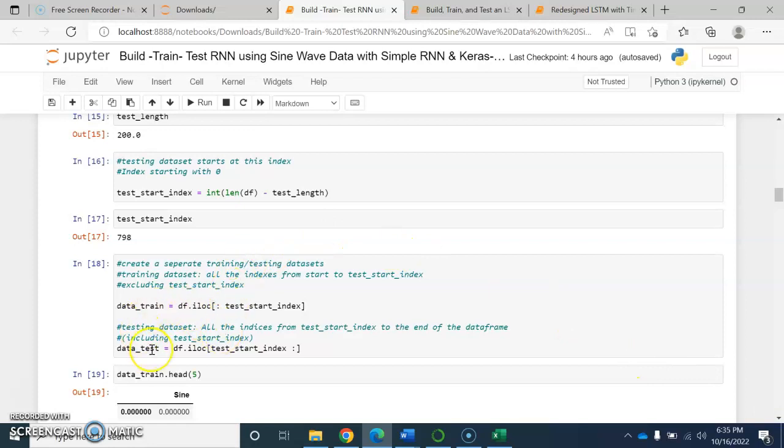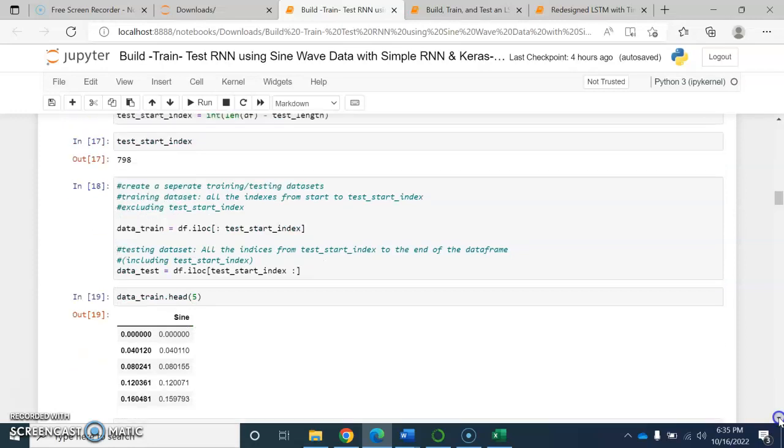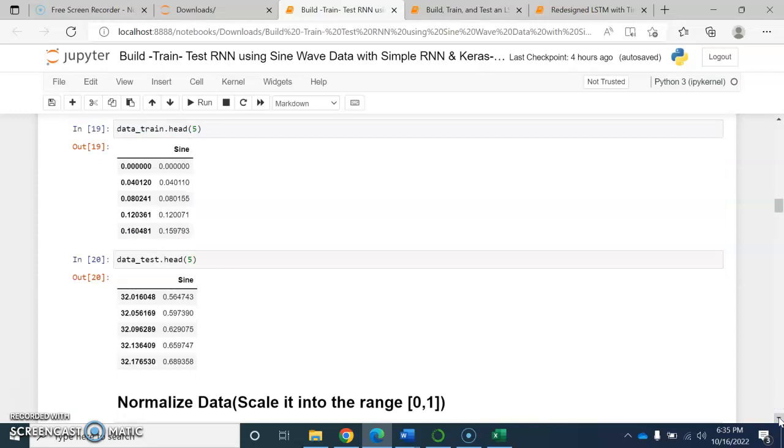And then I created a separate testing and training data set, which is standard whenever you're running some of these models. You'd have to split them into a training and test data set. And then I went ahead and looked at the data frame for the first 5.